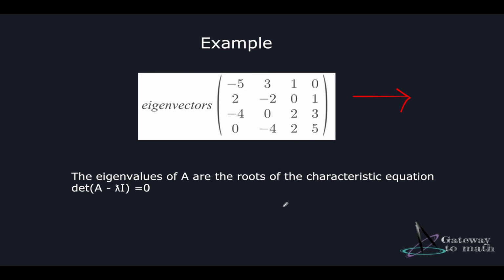Now if we recall from our previous sessions, to find the eigenvalues of a matrix A, we need to find the solution for the equation determinant of A minus lambda times I equals 0. Right? So these were the eigenvalues for a matrix. Let's plug in the values.